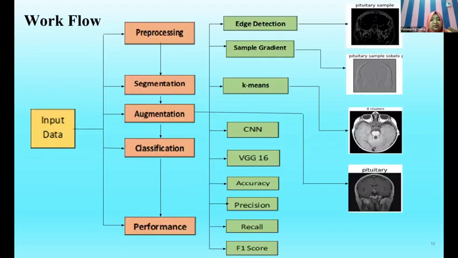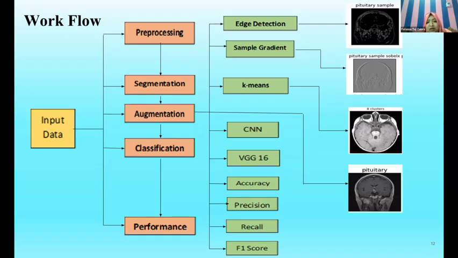Methodology. This is the total workflow of our paper, where we have divided the process into different partitions. So the input data will first be processed, and then it will perform the segmentation, and the segmented images will be augmented, and after that the classification will start, and we will analyze the performance.